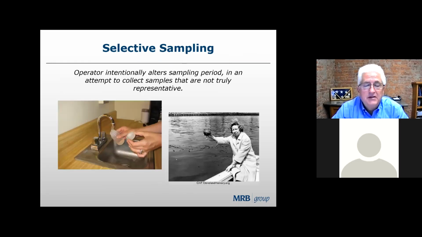All right, first one, selective sampling. Selective sampling is where an operator will intentionally alter sampling periods in an attempt to collect samples that are not truly representative, to make it look like the quality of the water is better than it actually is in reality. And I took that picture of that lady on the right-hand side, and I'm not quite sure who she looks like. Almost like the Queen of England, maybe.